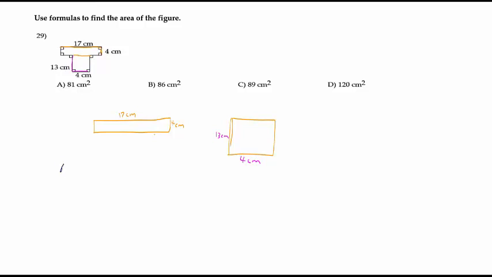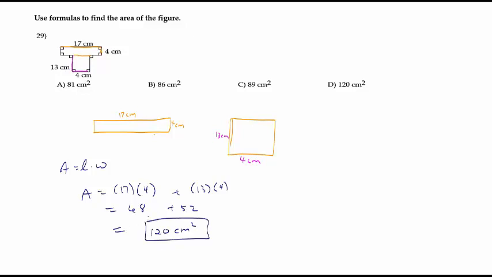Remember that the area of a rectangle is length times width. So the area of my longer, thinner rectangle is going to be 17 times 4, which is 68 square centimeters. Working with the other rectangle, I've got 13 times 4, which is 52 square centimeters. Adding these two together, my total area is going to be 120 square centimeters.